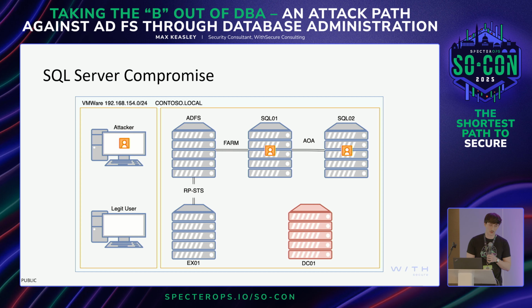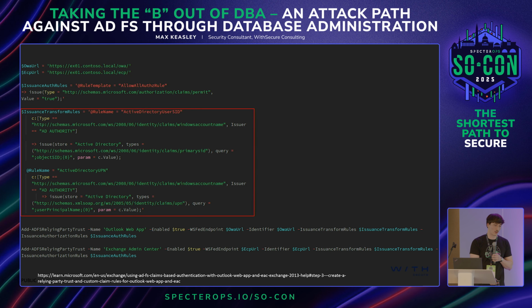So again, back to this architecture diagram of the lab. If an adversary were to have a foothold on either the SQL01 server or SQL2 server, not an actual operating system foothold, but a foothold within the MSSQL service itself, so either via SSMS or any other Microsoft SQL client, such as MSSQL.py, they have a way of essentially targeting what's holding the ADFS configuration. So when you're setting up OWA and ECP, you can develop this PowerShell code to set up issuance transform rules, authorization rules, etc.